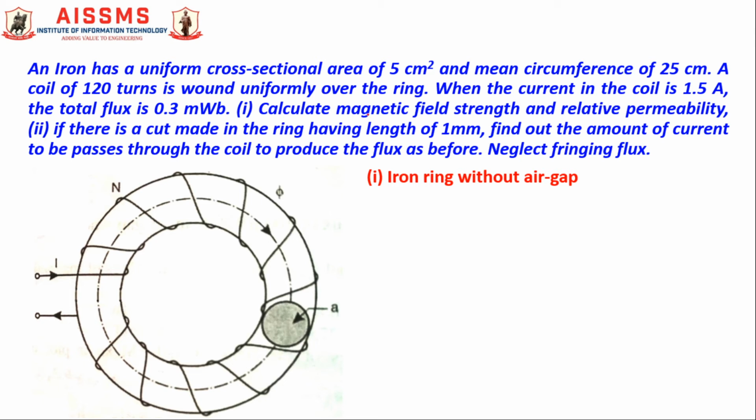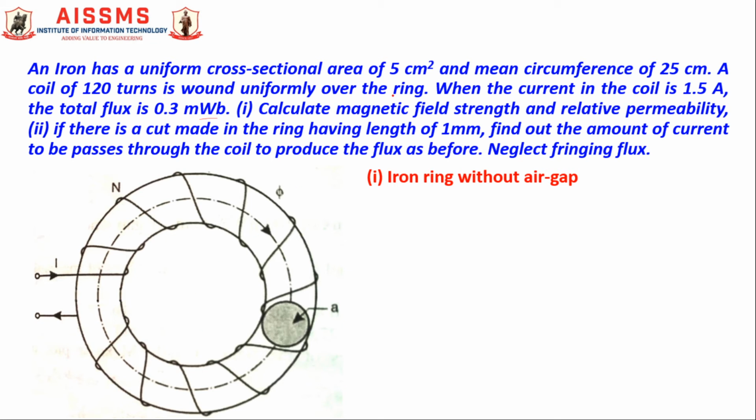First, calculate magnetic field strength and relative permeability. Second, if there is a cut made in the ring having length of 1 mm, find out the amount of current to be passed through the coil to produce the flux as before. Neglect fringing flux. So let us consider the first case, iron ring without air gap. The figure shows this diagram.